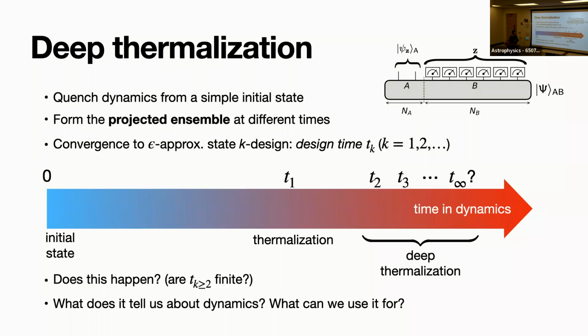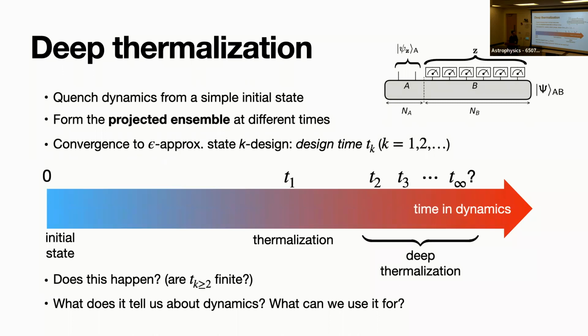So the main question is, first of all, does this happen at all? Are these timescales finite? Do we get these sort of highly random distributions on the Hilbert space by doing this? And if so, what do the timescales tell us about dynamics? And what can we use this process for from a practical point of view?